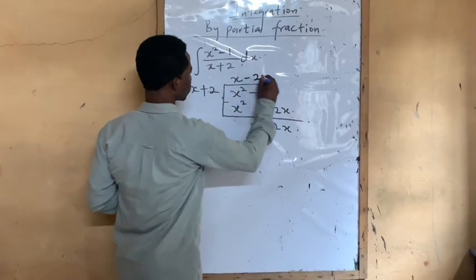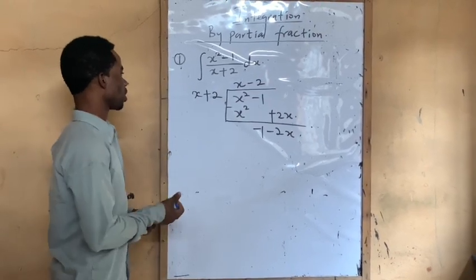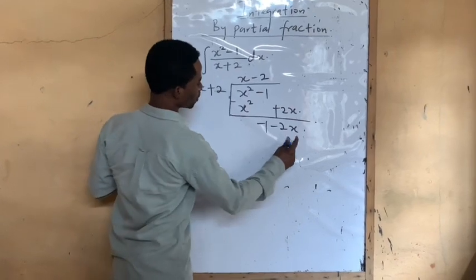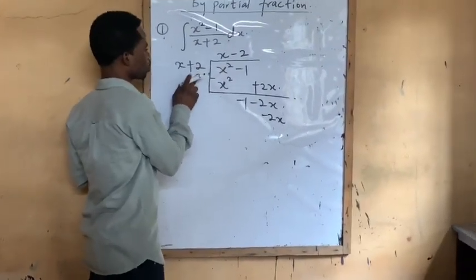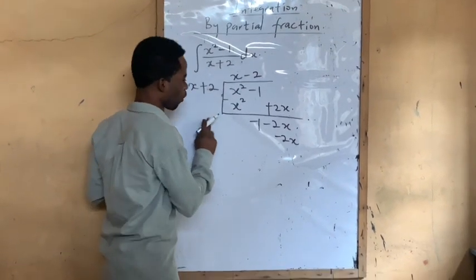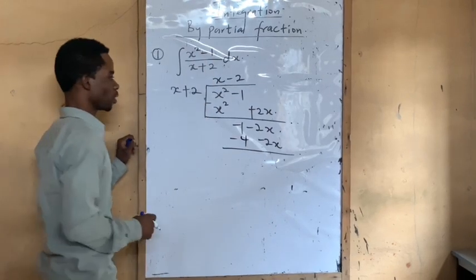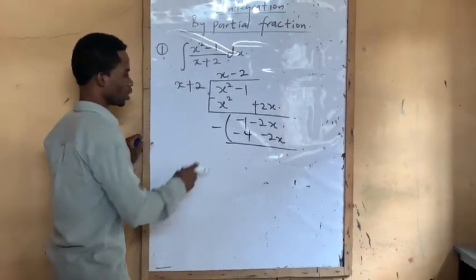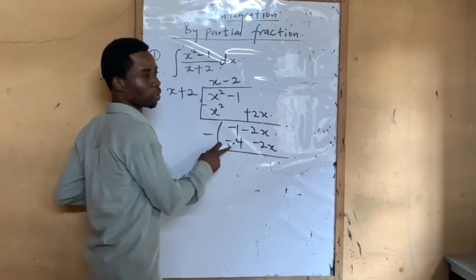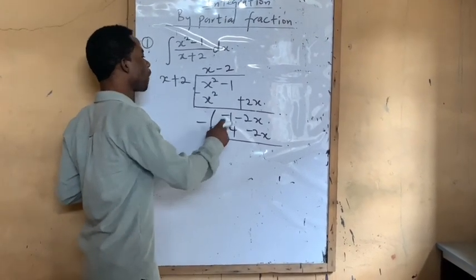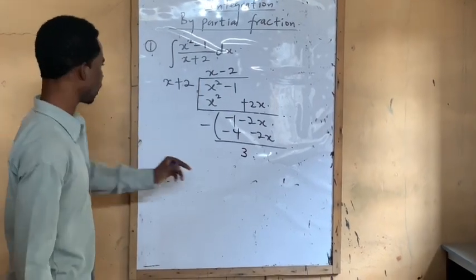Then minus 2 times x, that is minus 2x. Bring it in, minus 2x. And minus 2 times plus 2, that is minus 4. So if I subtract this one again, minus times minus is a plus. So this one has gone actually. And minus times minus is a plus, so plus 4 minus 1, that is 3. So definitely our remainder is 3.